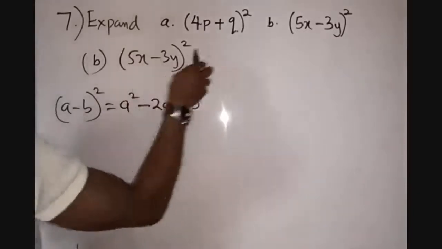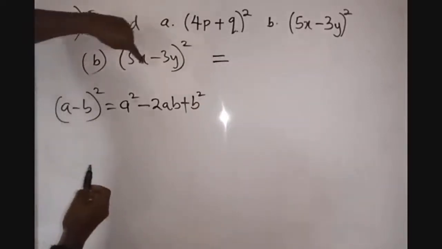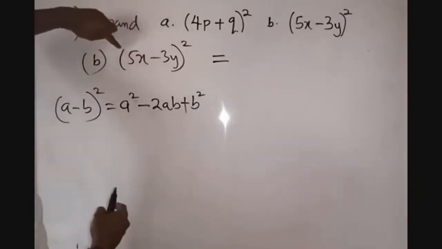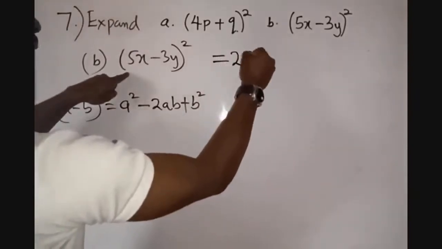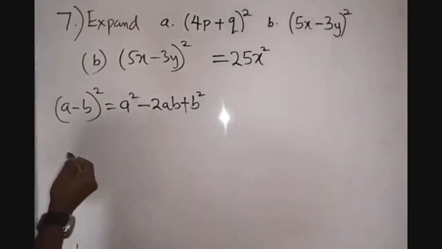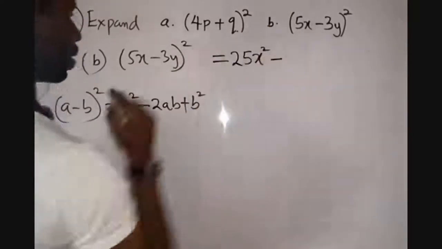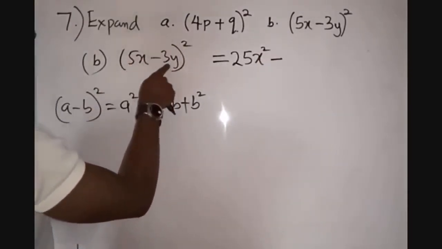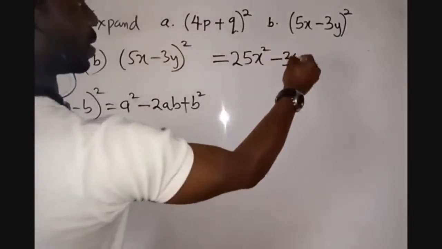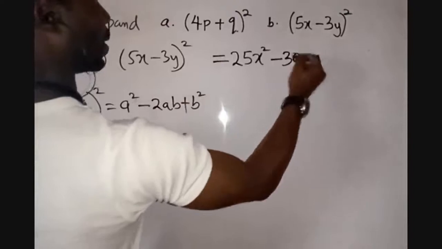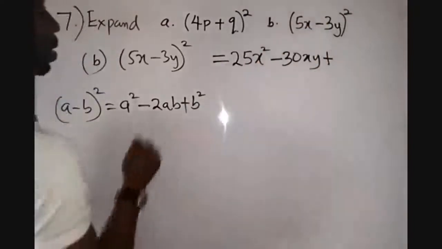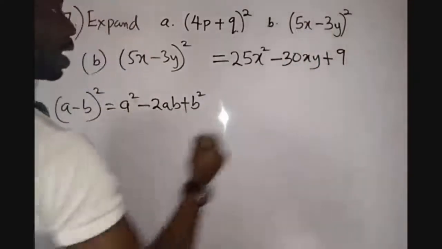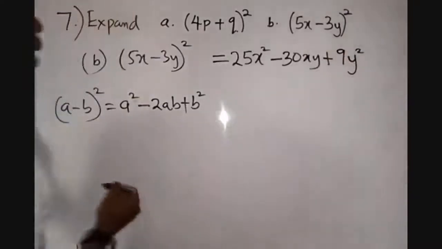So if you use that method to solve this, then you will have this squared. I'm going to do it straight. This one squared will give you 25x squared. The sign you have here is what you write, minus. So this 2 multiplying 5 is 10, multiplying 3 is 30. So I have 30, then xy, then the last sign is always positive. Square the whole of this, and that will give you 9 when you square 3, and that will give you y squared when you square y.